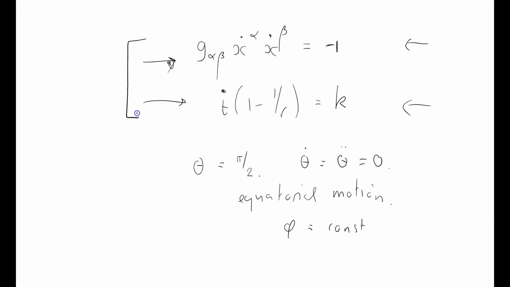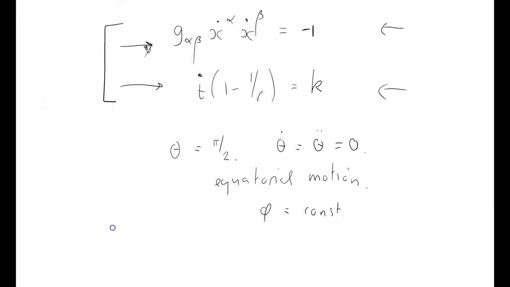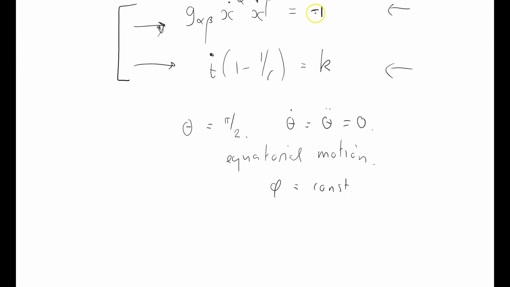So I've basically got these two points here, and I'm just going to rephrase them in a slightly different way. I think I had a sign wrong here. It's very easy to make this kind of mistake. So we've got dt by d tau times 1 minus 1 over r equals k. That's a constant of motion, an energy equation. And we've got this equation here.